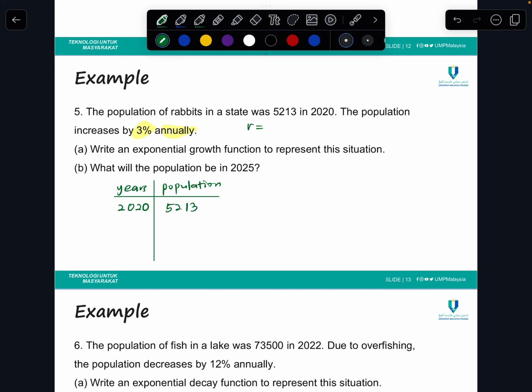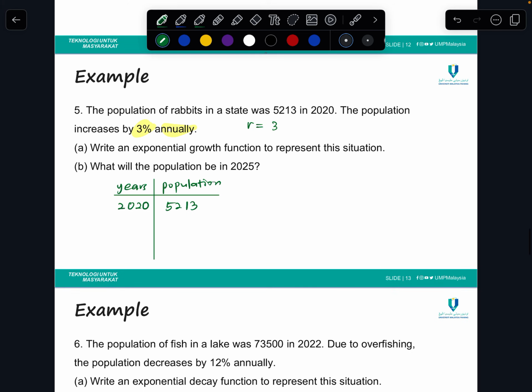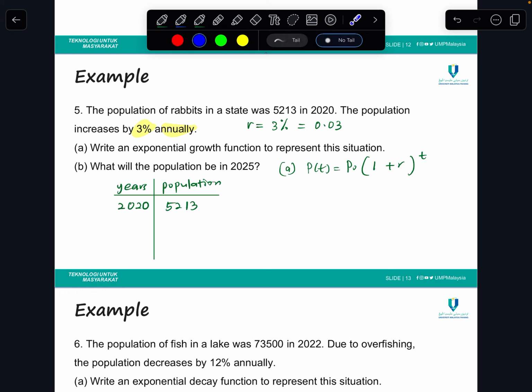r equal to 3%, and this equals 0.03. This question is a little bit challenging because in question A, you have to write your own formula. Write an exponential growth function to represent this situation. So remember that the format is like this. For growth, P(t) equals P naught (1 plus r) to the power of t. Please follow this format.